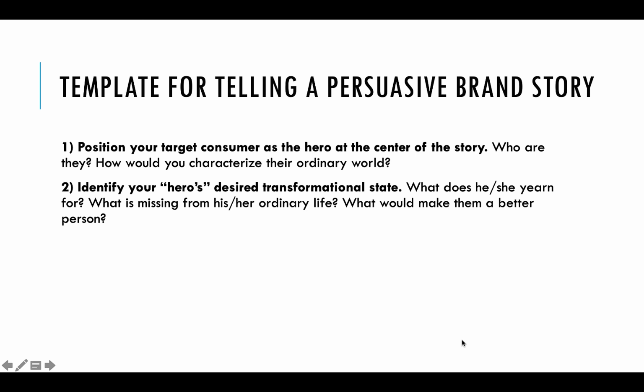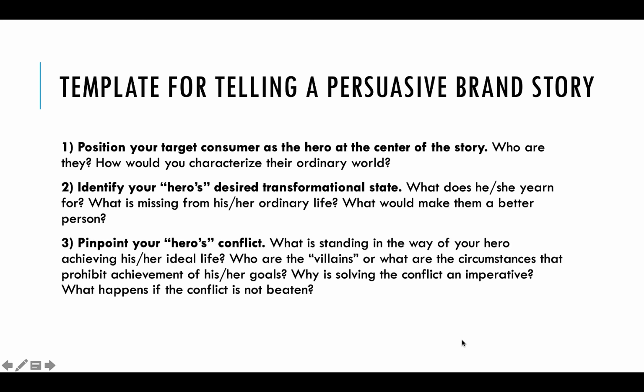So what is their desired transformational state? What does he or she yearn for? What is missing? What would make them a better person? So this desired outcome. And then that takes us to number three.